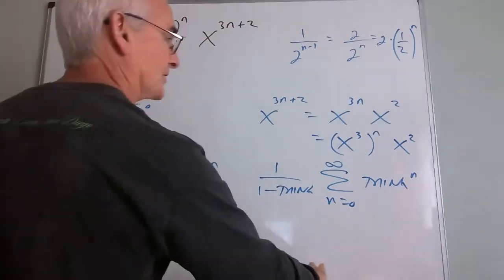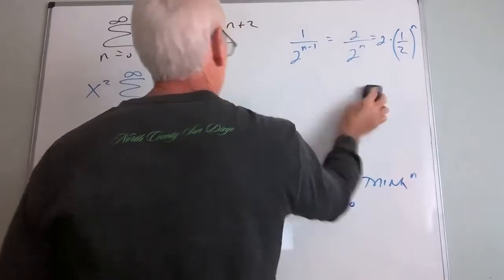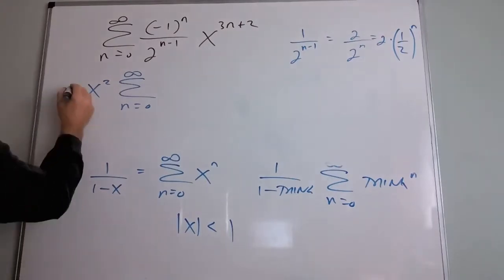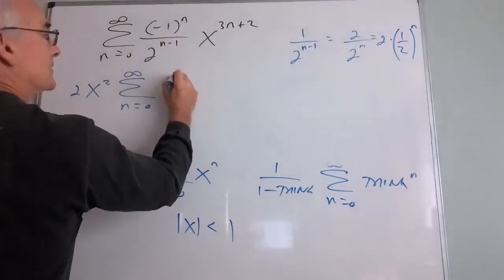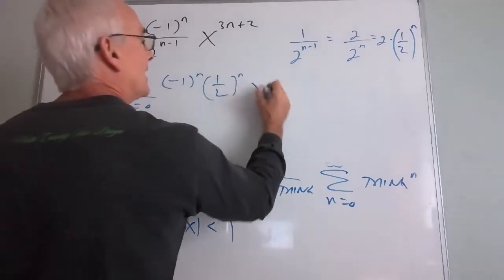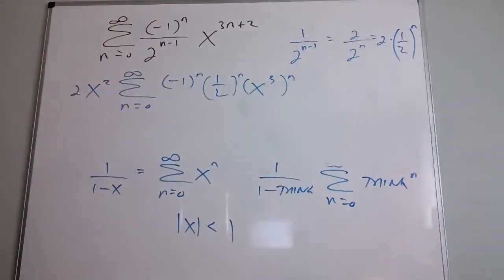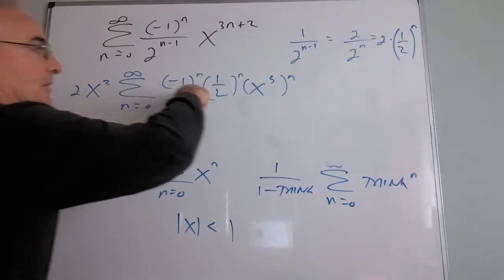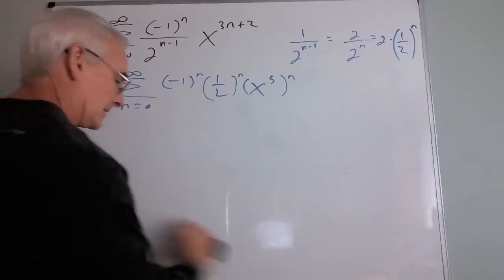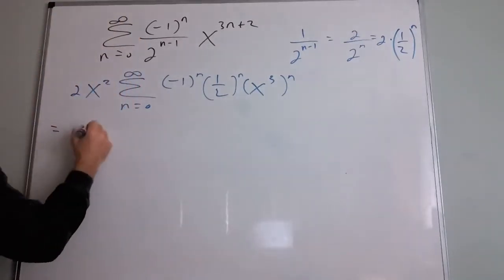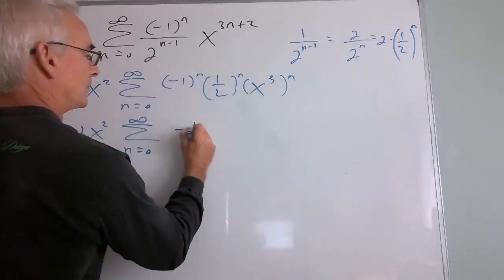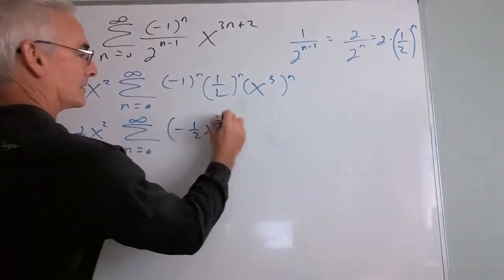Well, that's the easiest one of all to deal with. So at this point, that 2 right there, I'm going to move in front. So now what I've got is negative 1 to the n, 1/2 to the n, x cubed to the n. That's what we have so far. That's what we just broke down. So clearly I can write that as one thing. So we're almost there. So 2x squared times negative 1/2 x cubed to the n.